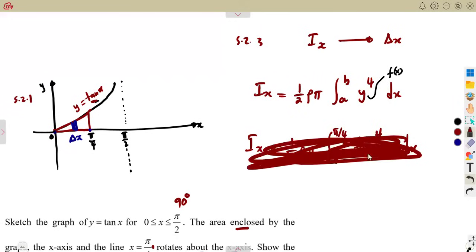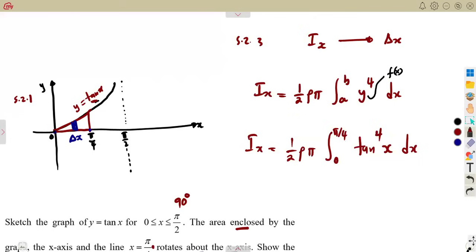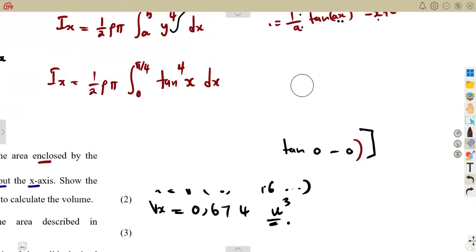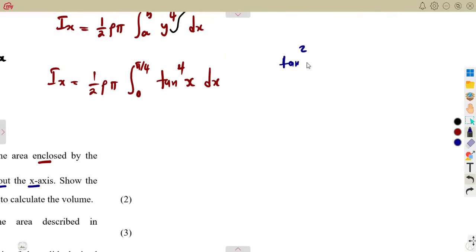Guys, at this stage, this is no longer about the moment of inertia that we are having there. It's about your normal integrals. How do you integrate this tan to the exponent of 4? Remember, on our trigonometric part of our integration, a tan to the exponent of 4 of this nature, we are going to use the identity of tan squared x, which is equal to sec squared x minus 1.